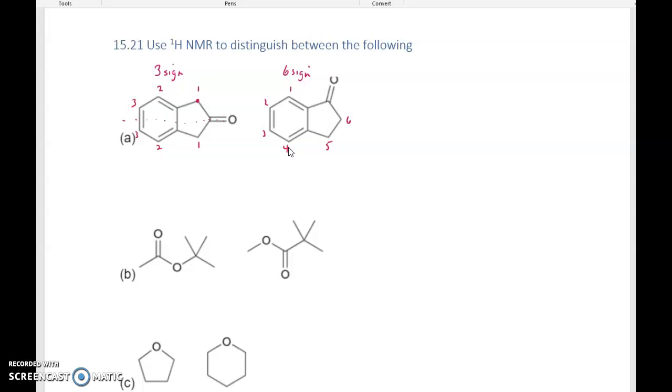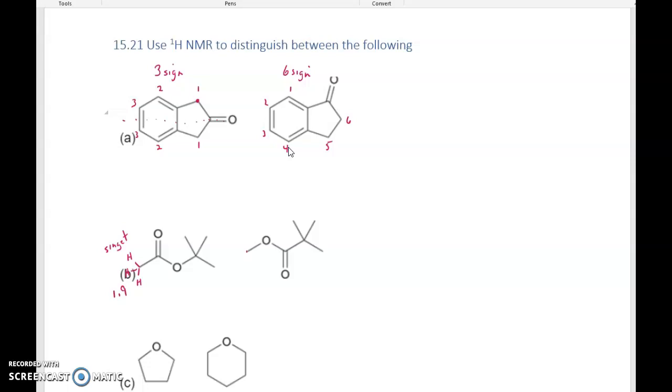On B, each compound has a singlet that occurs from the protons at this position. Those are isolated, so that'll be a singlet. And it will be at 1.9.